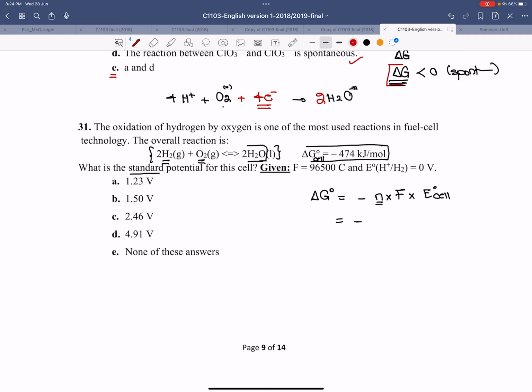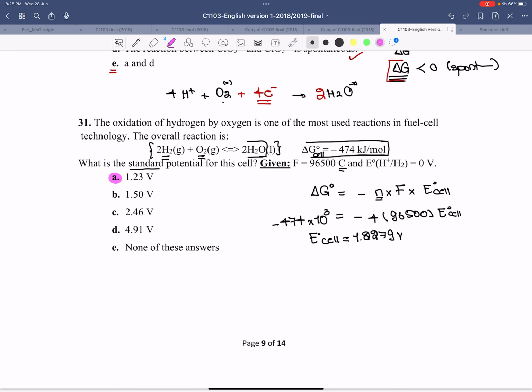Pay attention to whatever is not balanced. So this is 4. We now have 4, Faraday's constant, E0 of the cell. What's delta G0? Minus 474. Remember, you have to match the units. So this is in joules. E0 of the cell is 1.2279 volts, and that is approximately equal to 1.23 volts.